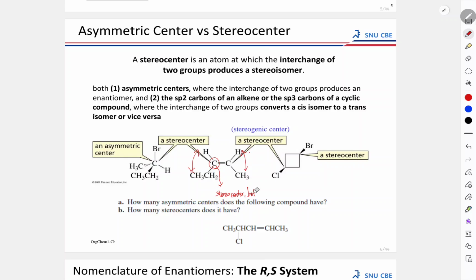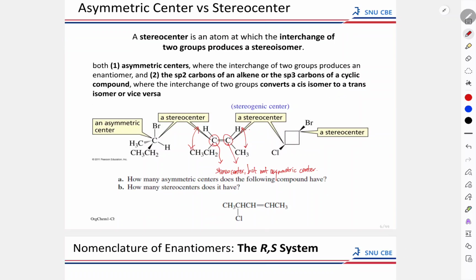What about this? The sp3 carbon in a cyclic compound, right? You can swap to change cis versus trans character too. So that's why this center can be called the stereocenter. But you cannot say this carbon is an asymmetric center, because this carbon has identical substituents, two identical substituents. This is not an asymmetric center, right?